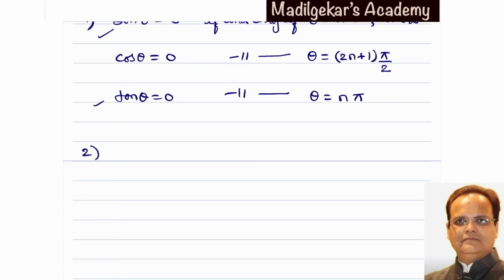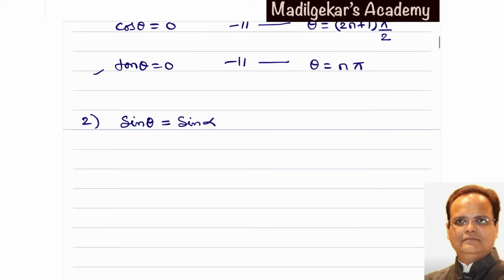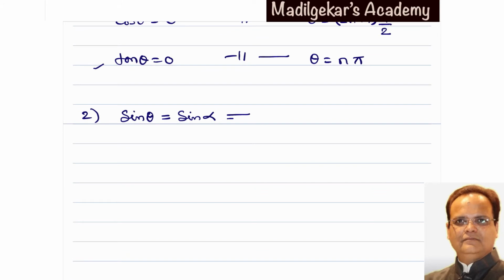Second, if two sine ratios are equal, say sine theta and sine alpha are equal, then there is a relation between theta and alpha. Theta is n pi plus minus 1 raised to n into alpha.